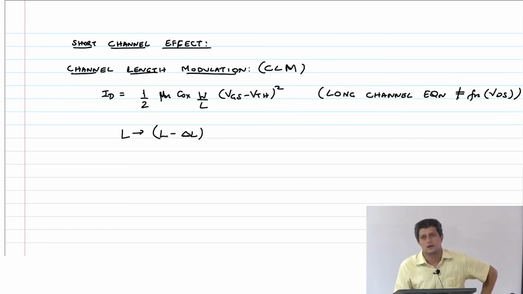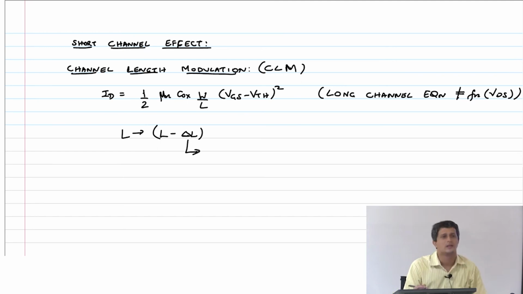The VDS. Now again we resort back to our empirical modeling. We don't worry about what happens exactly physically. We say that this delta L is approximately linear with VDS. It's a fitting parameter. If VDS goes up, it is L minus delta L, so delta L should go up. So lambda again is going to be a positive quantity.